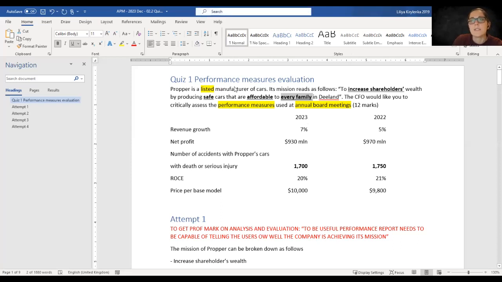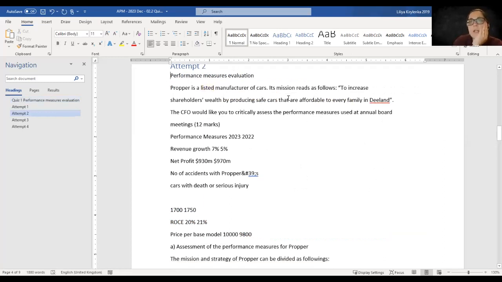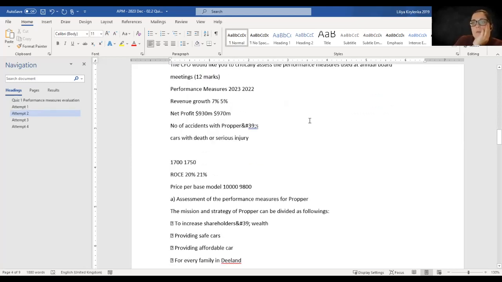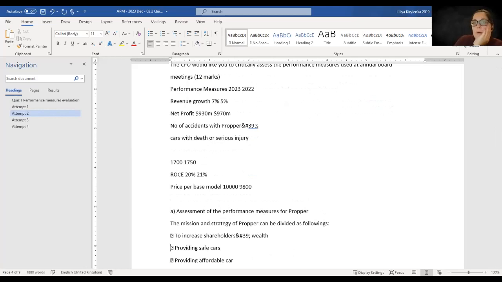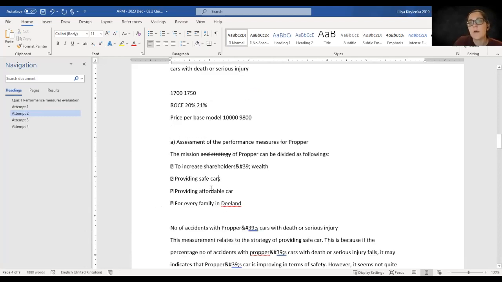Now let's go to the next attempt and go to performance measures evaluation. So this is the conclusion assessment of the performance measures of Proper. The mission statement and strategy. Okay, strategy is not here. Strategy is something different. Strategy is how we can achieve a mission. So, for example, by organic growth, or maybe by acquisition. To increase shareholders' wealth, to provide affordable cars for every family in the land.